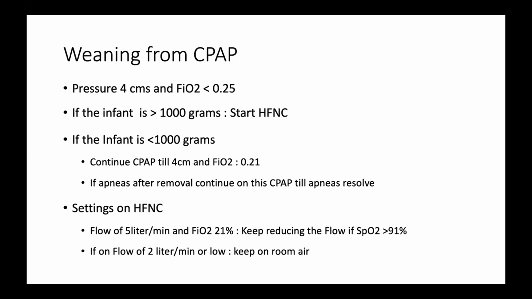And if the baby is shifted to HFNC, that is babies more than 1 kg, if they are shifted to HFNC from CPAP, you start with 5 liters per minute and you maintain FiO2 of 21%. Maximum FiO2 you will deliver on HFNC is about 25 to 30%. And if the baby is maintaining saturations on FiO2 21%, you can continue to decrease the flows of HFNC from 5 to 4, 4 to 3, and then to 2. If the baby is able to maintain on a flow of 2 liters and FiO2 21%, you can switch over the baby to room air.